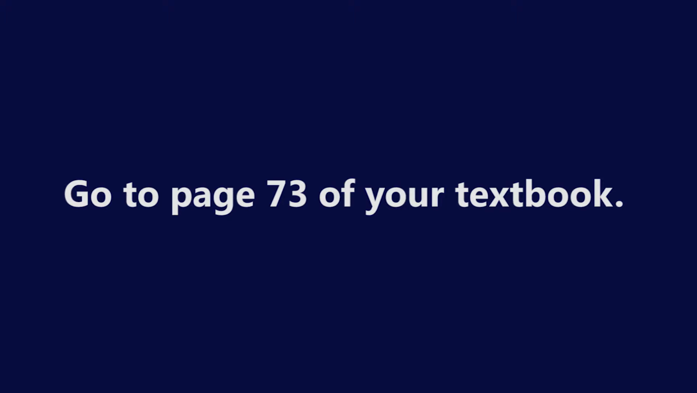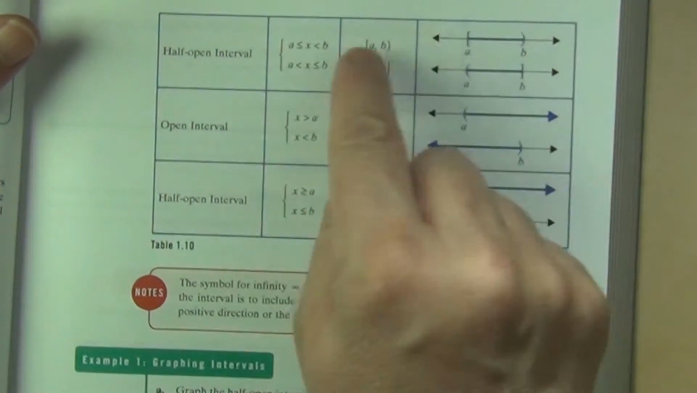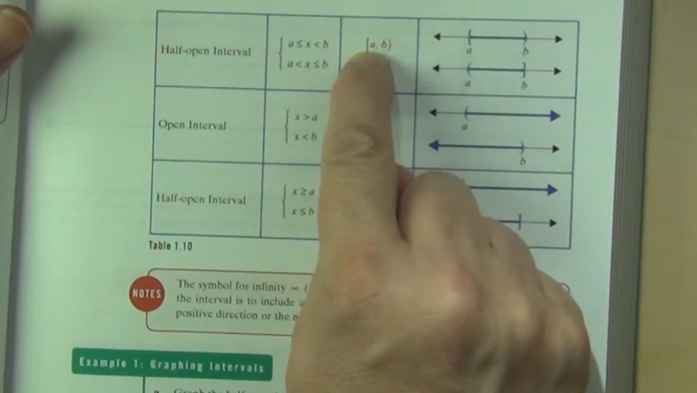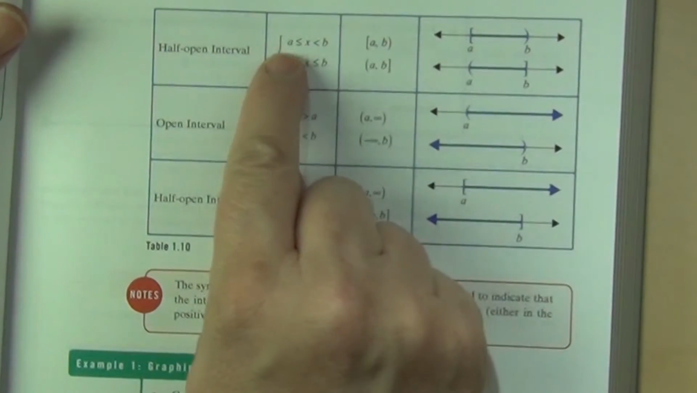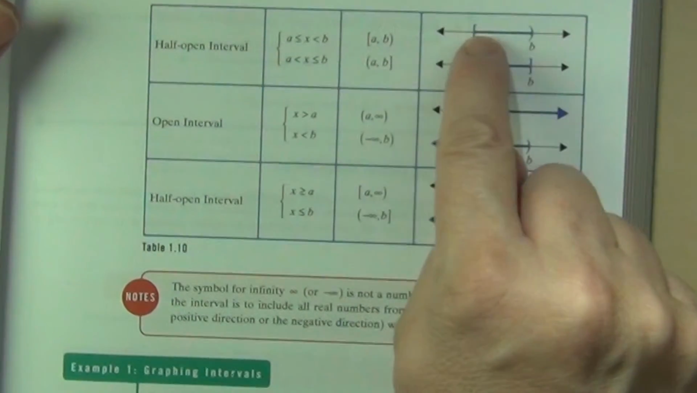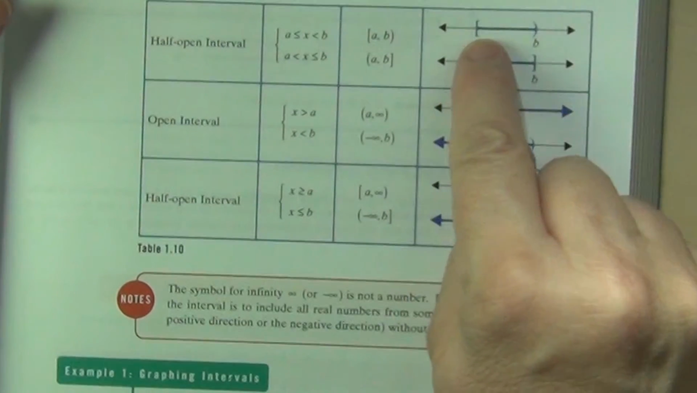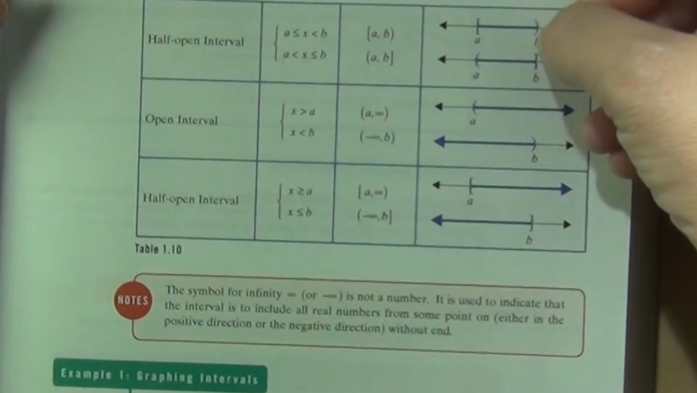Okay, now let's look at page 73. This chart continues on explaining different types of interval notation. First, they cover the half-open interval. Notice here, what's a little confusing is that one side of this is closed. It actually equals A, but then it goes on out to infinity. We don't call it closed unless it includes the endpoint, and this doesn't include the endpoint, so it's open.